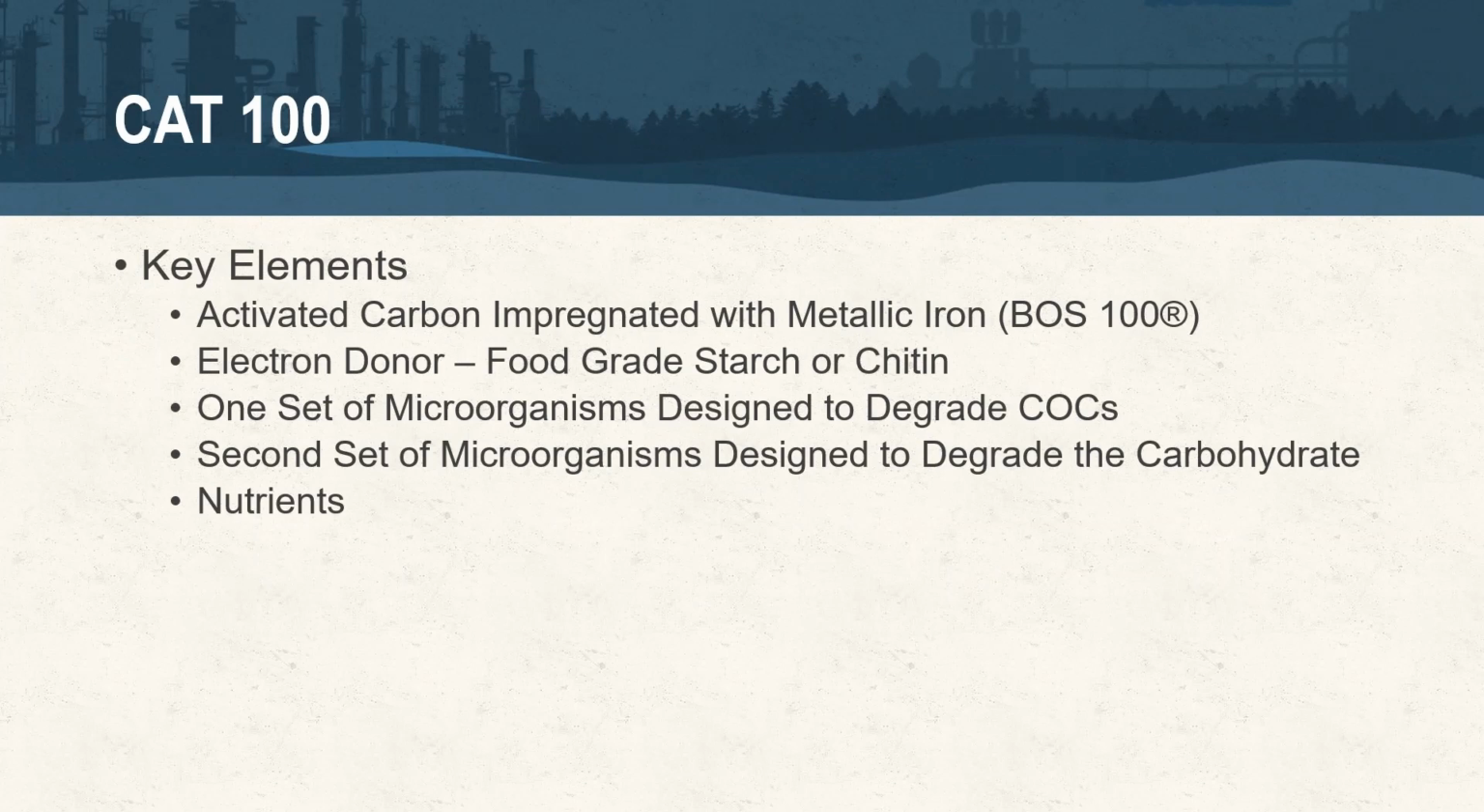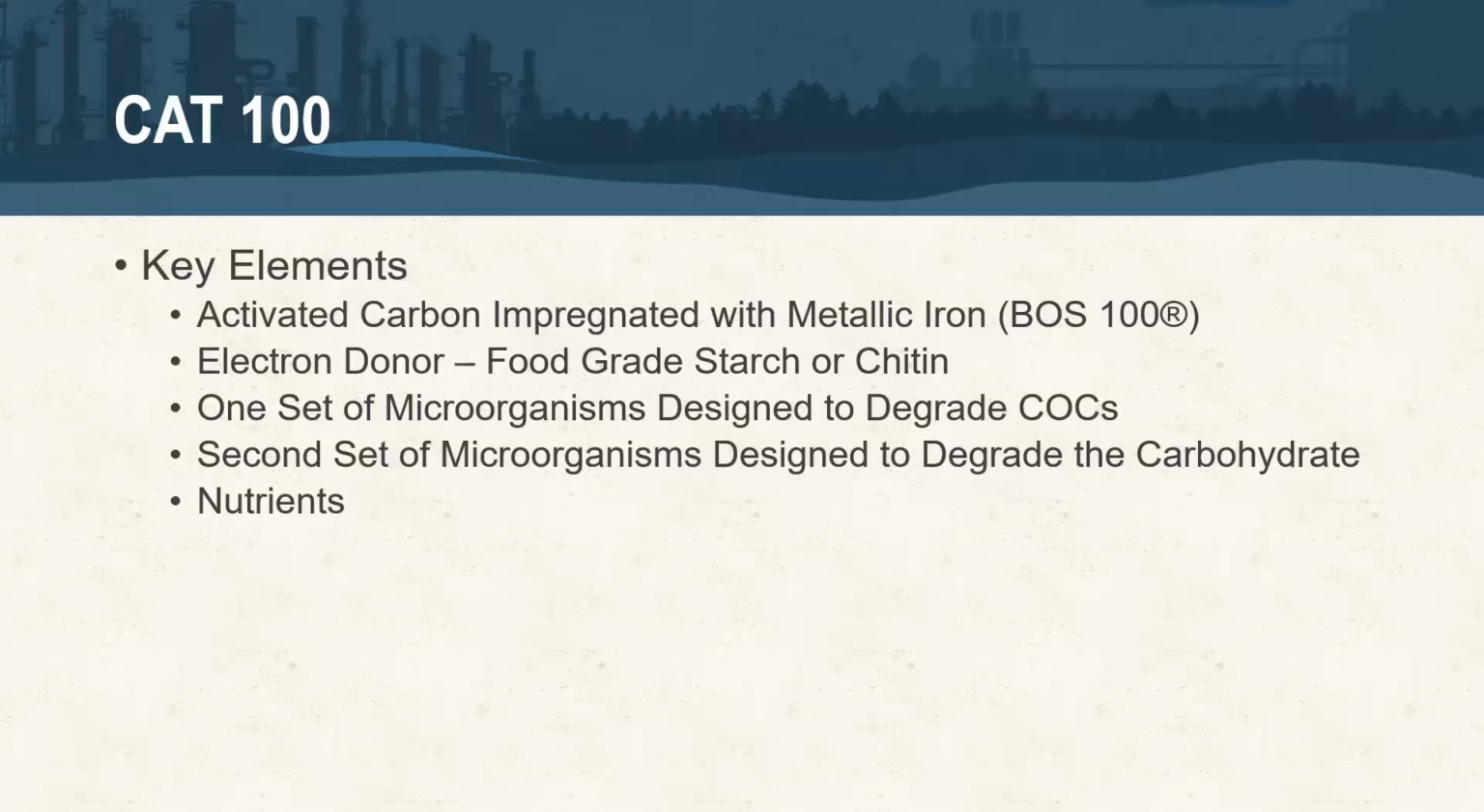The way BOS 100 works, you get your PCE, for example, adsorbing into the pore structure of the activated carbon. It's interacting with the iron to get degraded via beta elimination. If you have activated carbon and iron just physically mixed together, now you've got your PCE adsorbed into the activated carbon and it does not have contact with the zero valent iron. So those are quite different technologies, even though they have similar components.